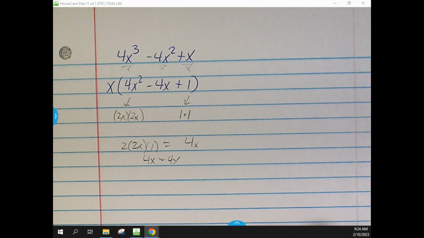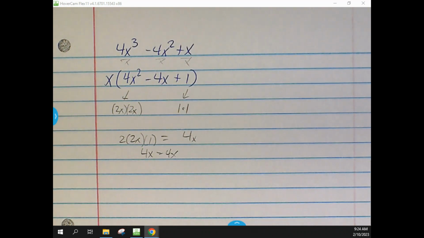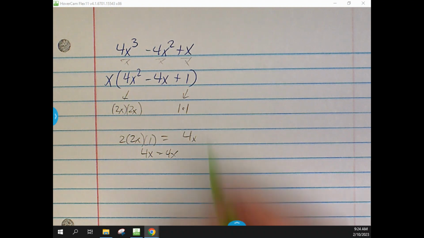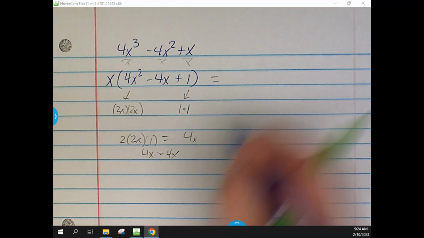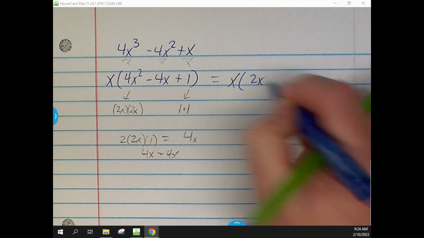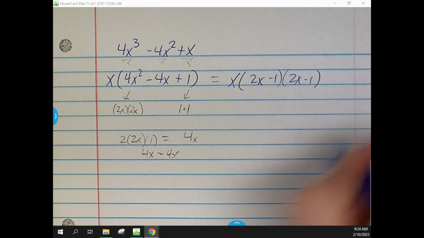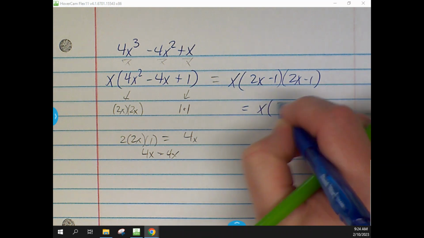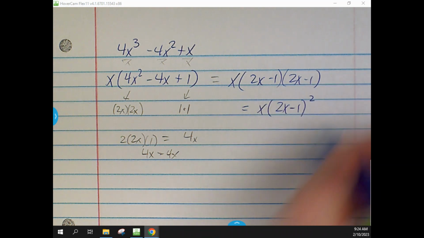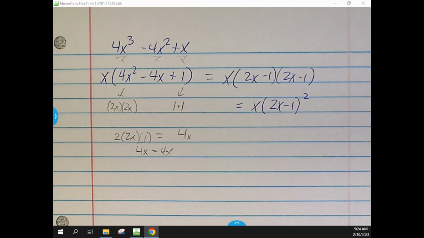So that one, even though the numbers are really small, it still is a perfect square trinomial. So that one could be x times 2x minus 1 times 2x minus 1. So again, that would be 2x minus 1 squared. And a lot of times when the numbers are really small, you don't notice it as much. And again, if you did the AC method on this, it would be fine. It probably would take about the same amount of time.